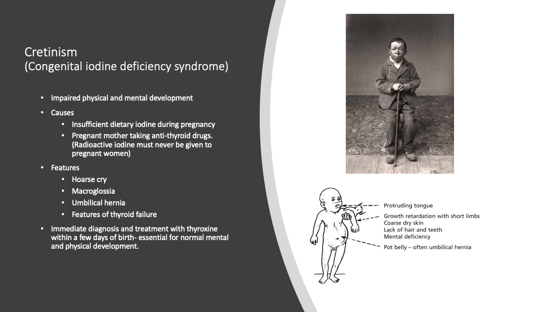Thus, the child will present with hoarse cry, macroglossia with protruding tongue, umbilical hernia with pot belly, and features of thyroid failure. So the diagnosis at birth is mandatory to prevent mental and physical impairment with commencement of thyroxine. Thus, the routine assessment with TSH is done for all the newborn children.